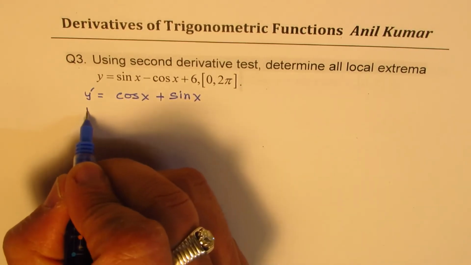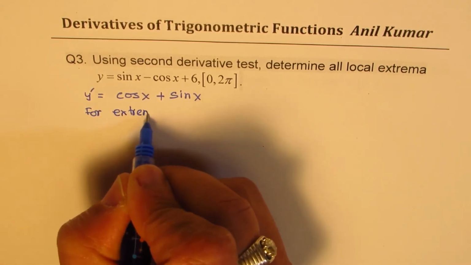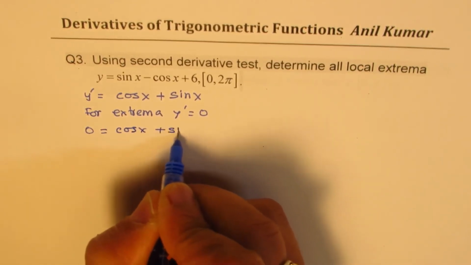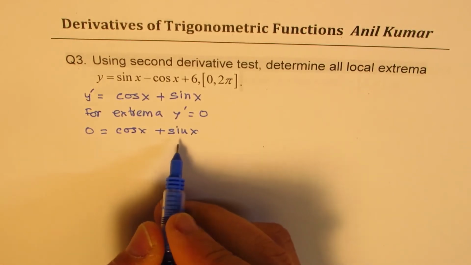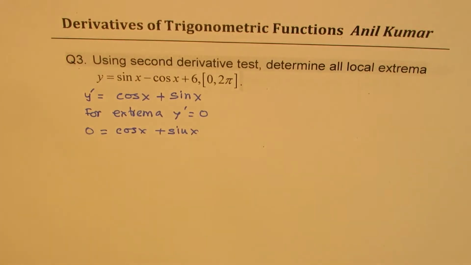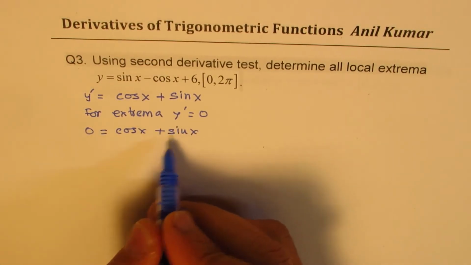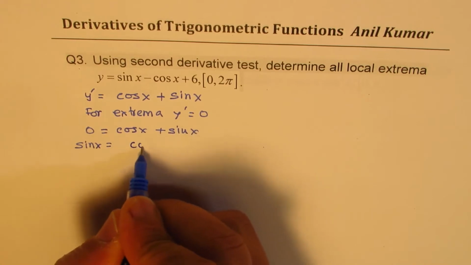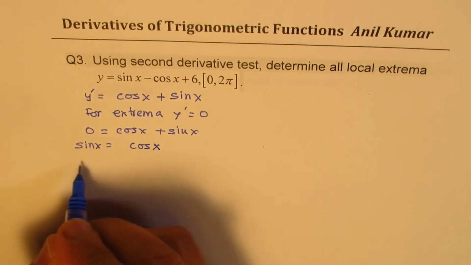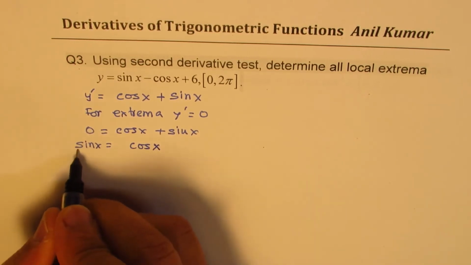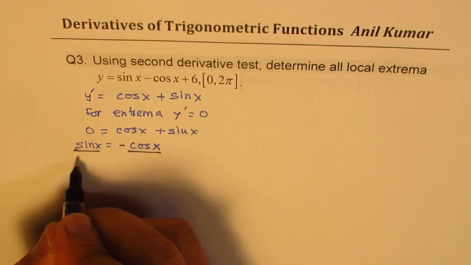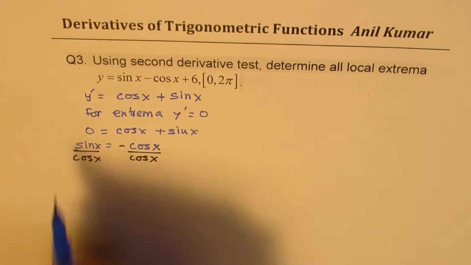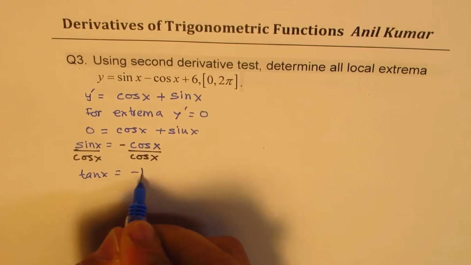Now for extrema, what should we do? We have to equate the derivative to 0. So we get 0 equals to cos x plus sin x. So that basically means that we can write this as sin x over cos x, that means tan x, right? So let's write this. Sin x equals to minus cos x. Now dividing by cos x both sides, what do I get? I get tan x equals to minus 1, right?